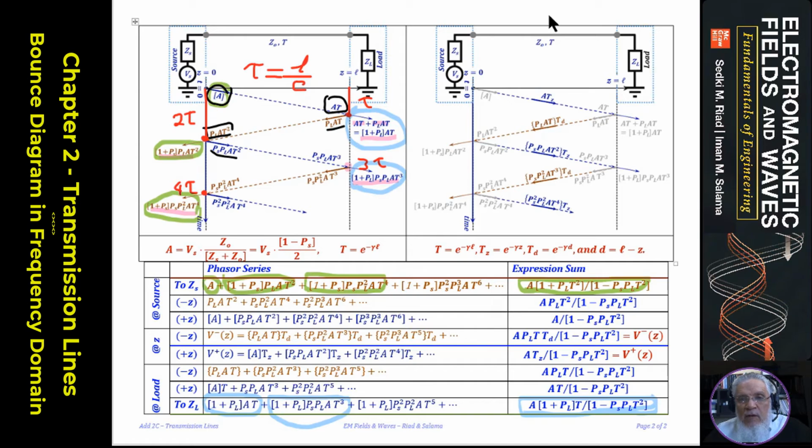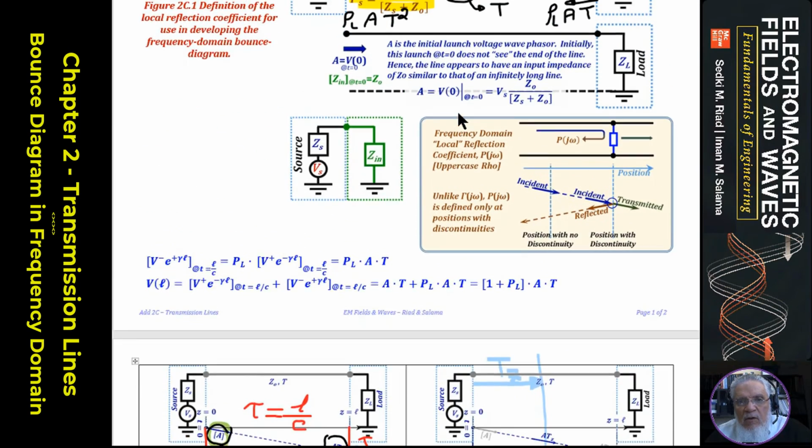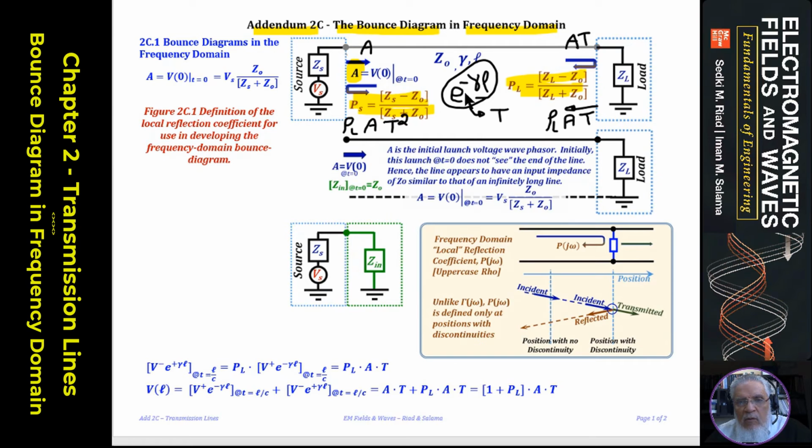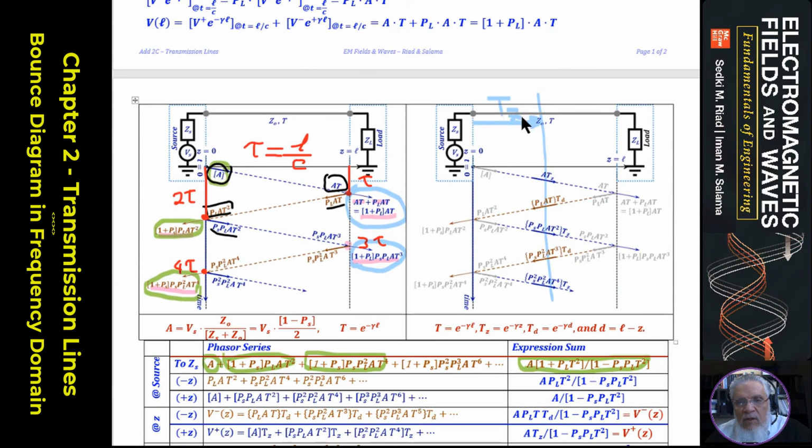If you want to get the voltage at some location in the middle, let's use a different color. Somewhere in the middle here, what is the expression for the signal? Again, we do the same exact bounce diagram, but we just monitor the signal at locations in between. The A here, when it arrives at this location, is going to be modified by e to the minus gamma times this distance only. So I'm going to call this one here T sub z. And T sub z will be just like the T was. The T was e to the minus gamma L. The T sub z will be e to the minus gamma z.